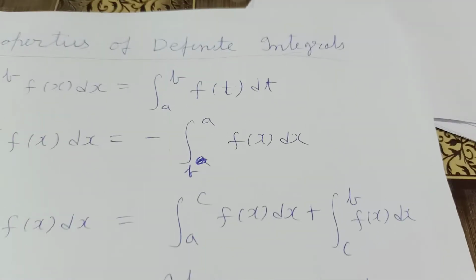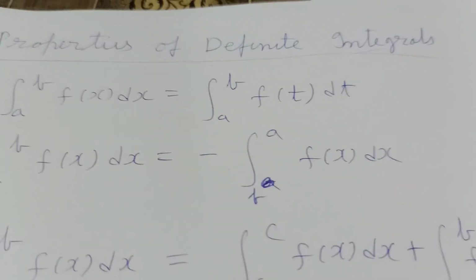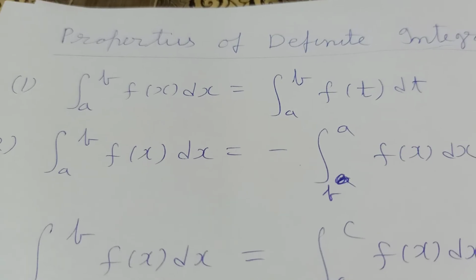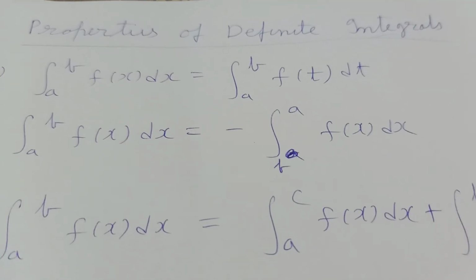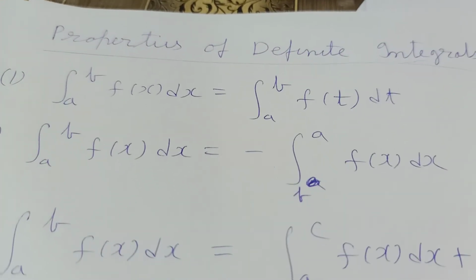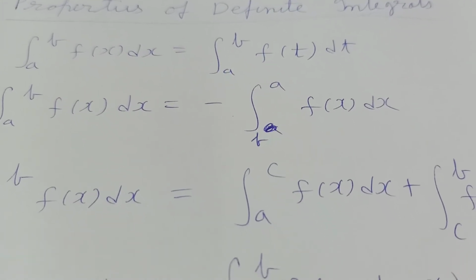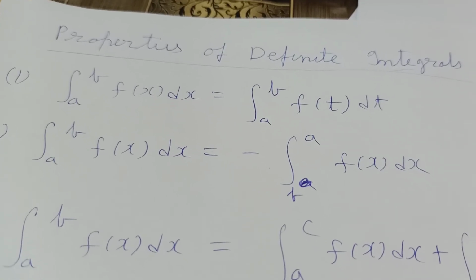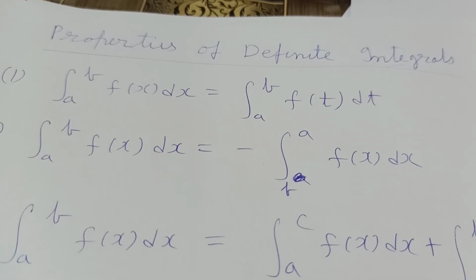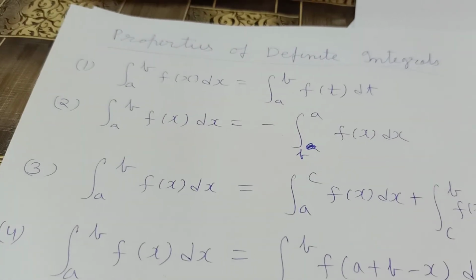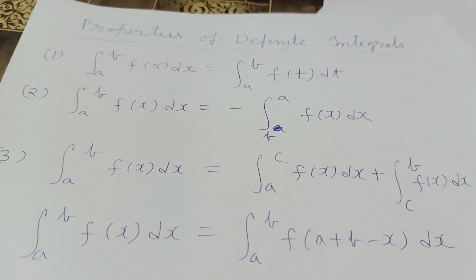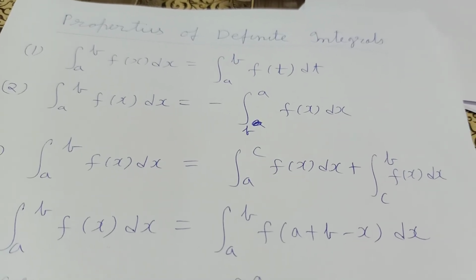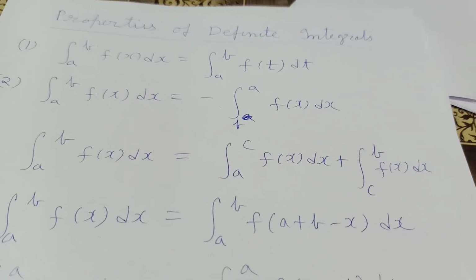Now we will discuss some properties of definite integrals. First property is integral a to b f(x) dx equals integral a to b f(t) dt. Then integral a to b f(x) dx equals minus integral b to a f(x) dx. So if we reverse the order of limits, then the sign will be changed. Then integral a to b f(x) dx equals integral a to c f(x) dx plus integral c to b f(x) dx, where c is an intermediate point between a and b.